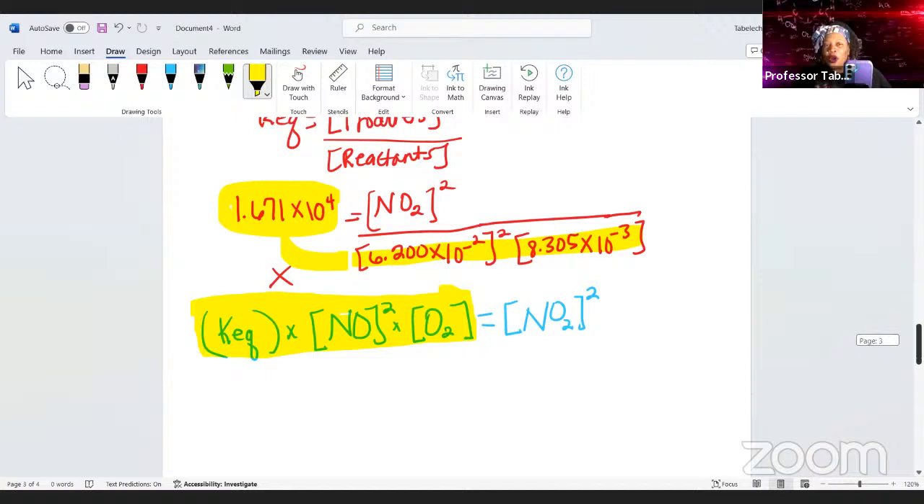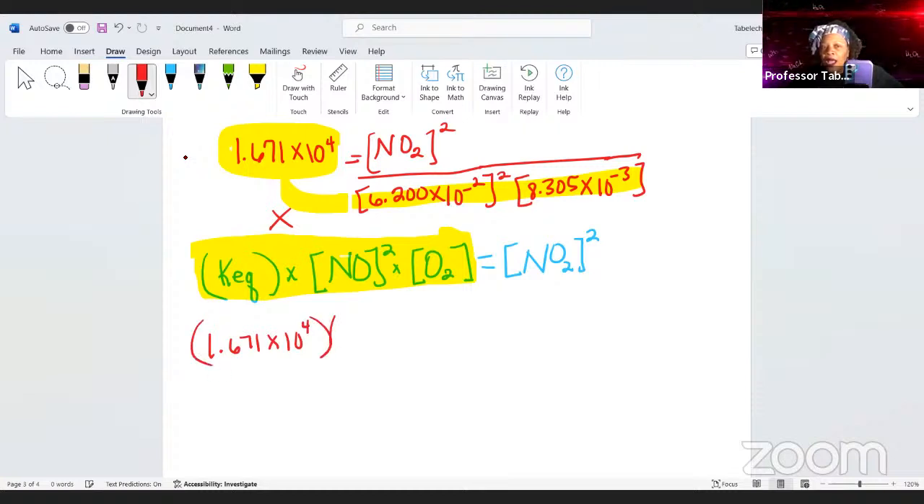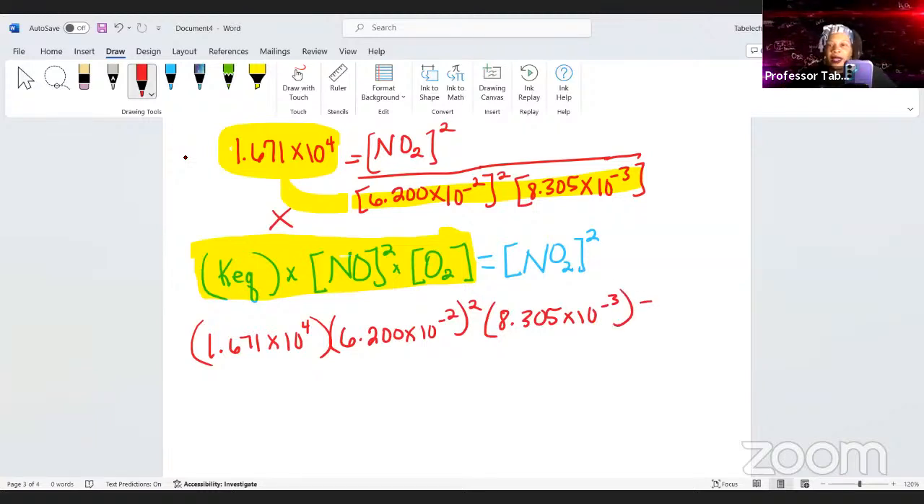So watch, don't blink. Watch. So let me go ahead and rewrite the numbers in right here. KEQ was 1.671 times 10 to the fourth power times NO2, which was 6.200 times 10 to the negative second, that's squared, times 8.305 times 10 to the negative third power, okay, equals, and I'm just going to put x squared. I'm replacing the NO2 with an x to say that we're looking for that, okay?